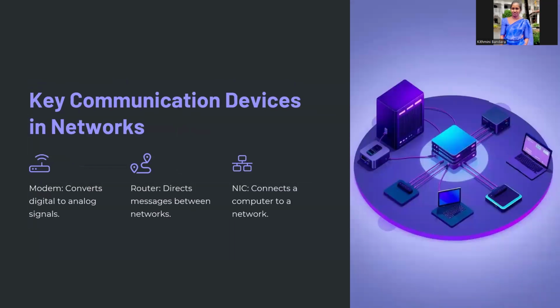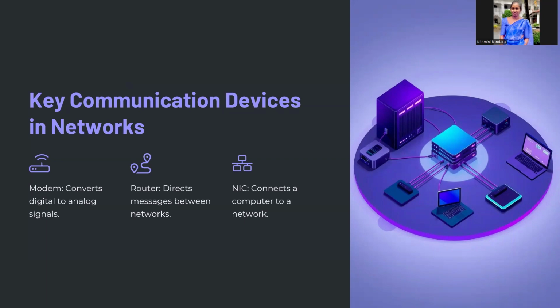Communication devices. To make networks work, we need special devices. Let's look at a few key ones. The first one is the modem. This device converts the digital signals from our computer into analog signals that can travel over phone lines, and vice versa. Then router. This device directs data between different networks.